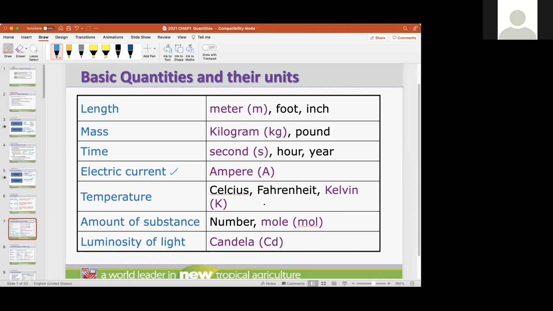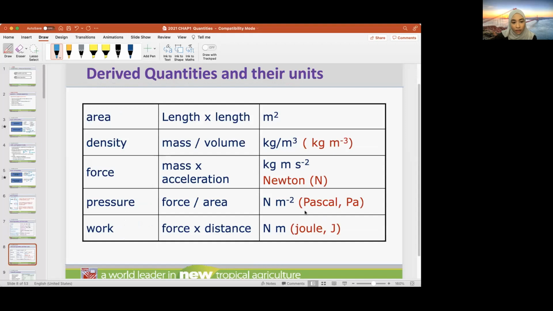Okay. Sorry. So amount of substance, the SI unit is mole. And then luminosity of light is candela, or the unit is cd, lowercase c with a d. Okay. And then these are derived quantities, area. Area is length times length. So you have meter and meter, so you get meter squared.